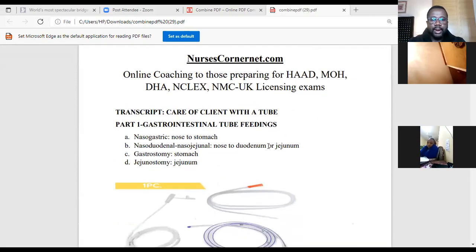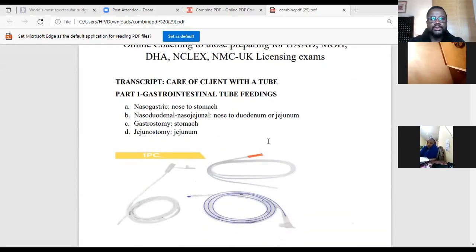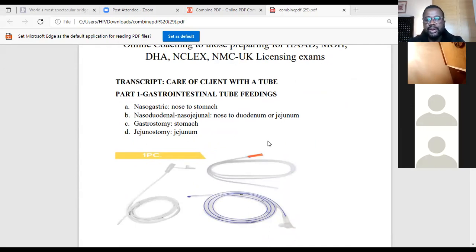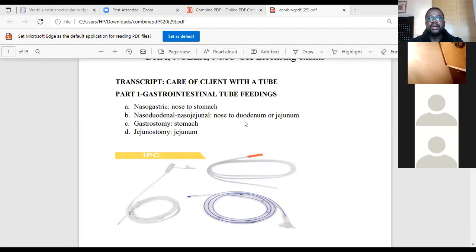Now, I hope you should be able to see my screen. This is part 1 of 1 to 3 that we are going to treat. Like I said, we will treat part 1 and 2 today. We're going to treat part 3 in our subsequent class. So part 1 is gastrointestinal tube feeding. We're going to see how we have to feed the people. We are talking about nasogastric tube here. When we say nasogastric tube, we mean the tube is passing through the nose to the stomach. This is the one we are going to take care of.